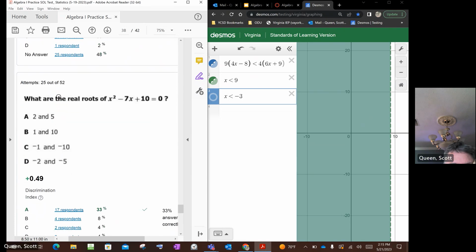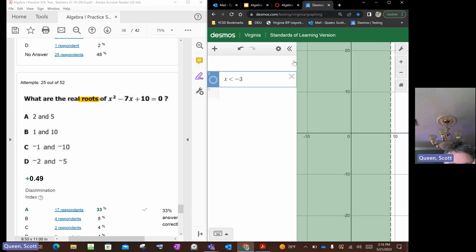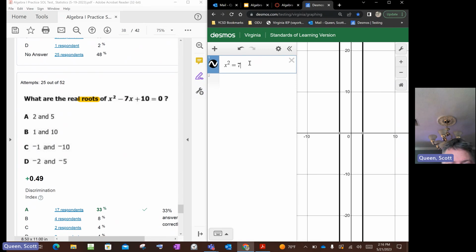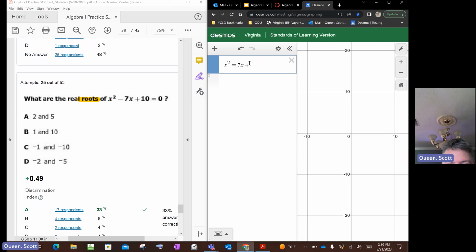Okay. What are the real roots? And just say roots of this equation. All right, so it comes down to knowing what roots are. Remember, roots have other names like zeros, solutions, and x-intercepts. So let's graph it. X squared minus 7x plus 10. And they threw an equals 0 in there, so let's do that too, just for fun.